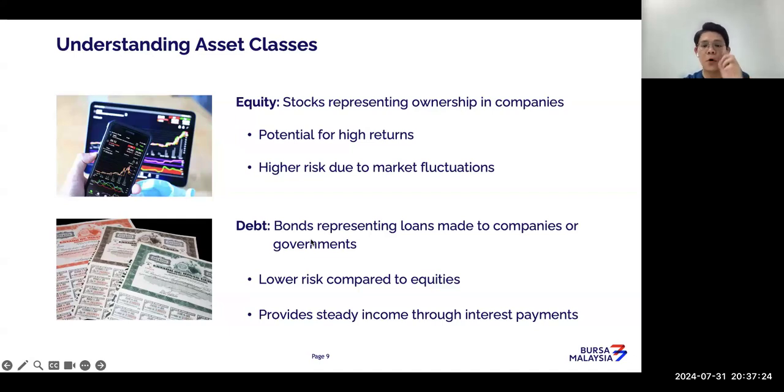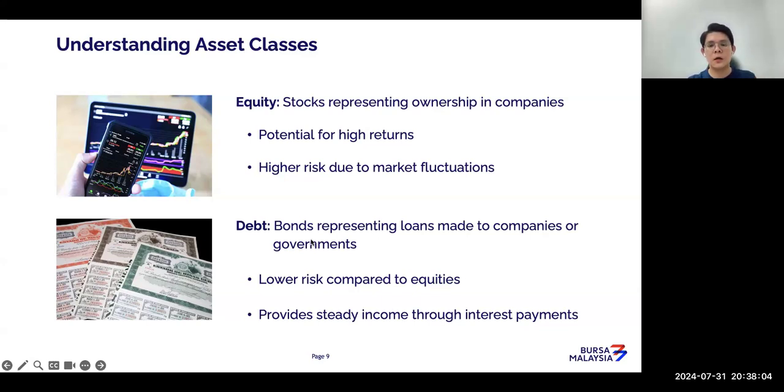Equity has the potential for high return, but also high risk. The higher risk is due to market fluctuation. And then the second one is debt. Debt refers to bonds, which are loans made to companies or the government. Bonds generally carry a lower risk compared to equities, and also provide a steady income through interest payments. Understanding the characteristics of these two asset classes is very important for effective portfolio construction.